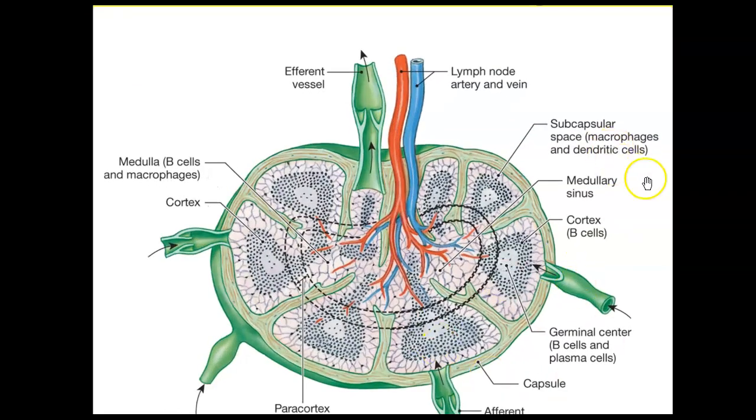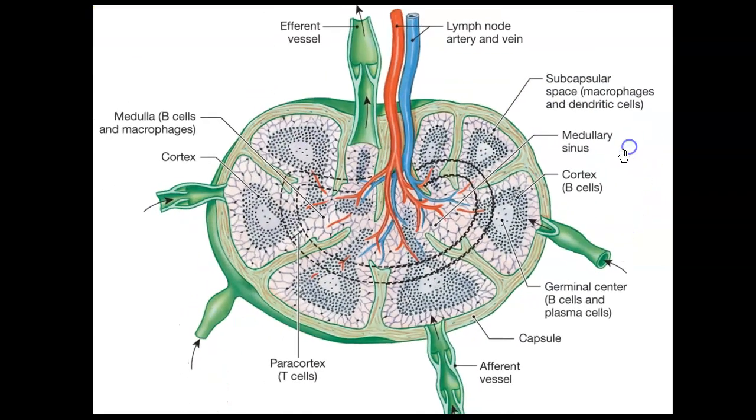Okay, so lymph does enter into the lymph node through these afferent vessels. There's several of them. You can see how lymph enters through the afferent vessels, and it's kind of like a kidney in the fact that it has an outer layer called a cortex and then an inner medulla. So the lymphatic fluid or lymph is going to enter through these afferent vessels, through the cortex into the medulla.